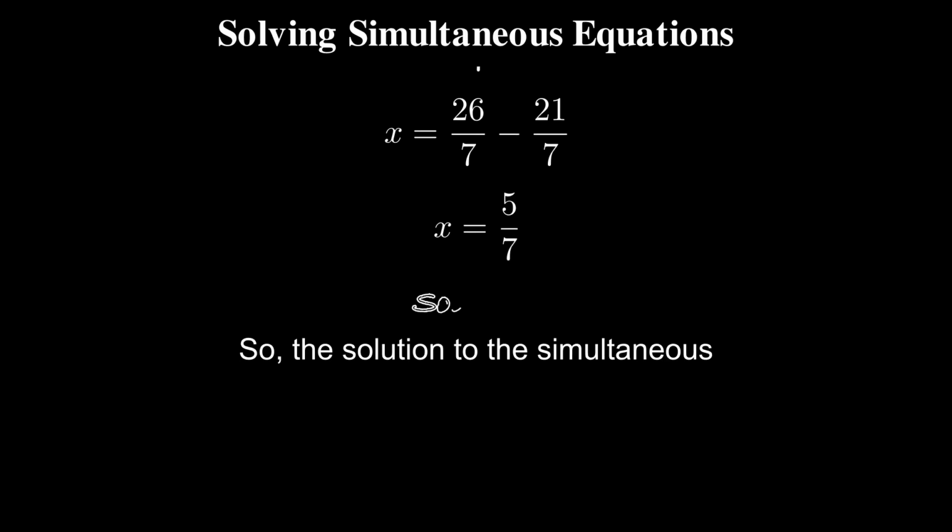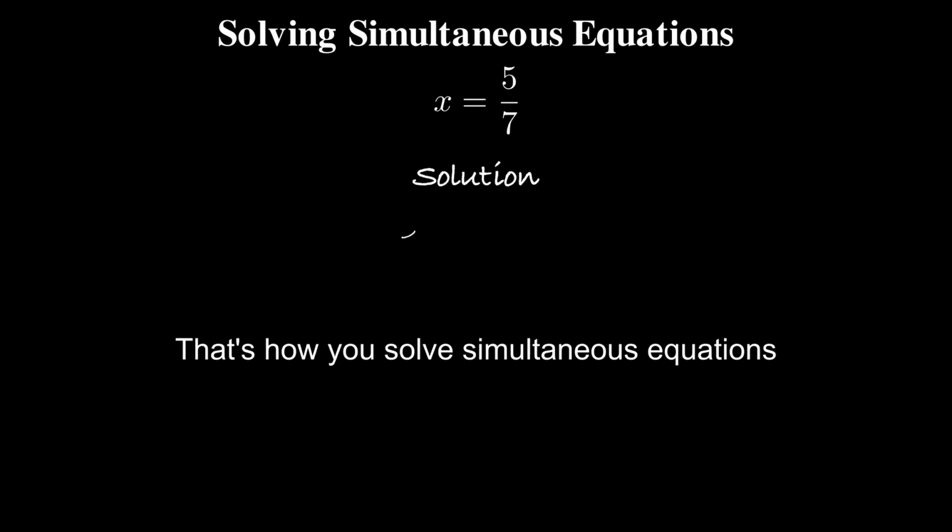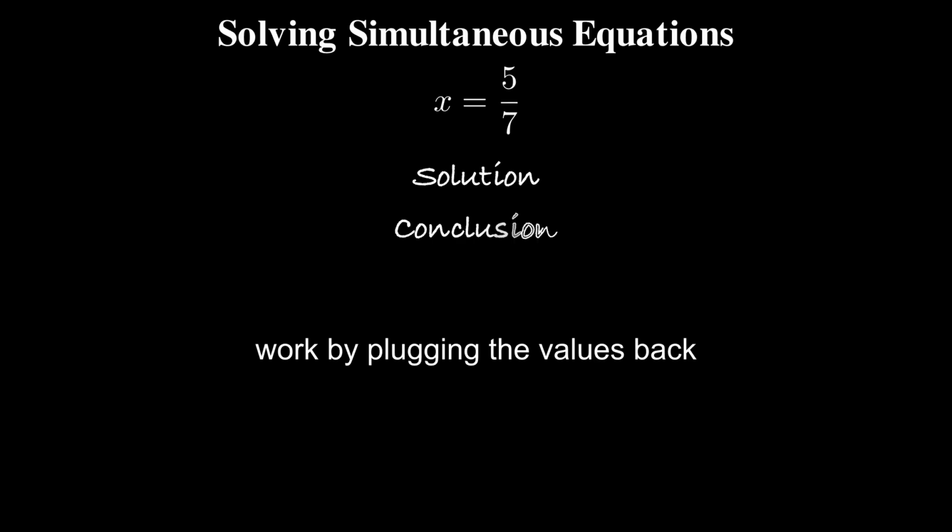So, the solution to the simultaneous equations is x equals 5 over 7 and y equals 13 over 7. That's how you solve simultaneous equations using substitution. Remember to check your work by plugging the values back into the original equations.